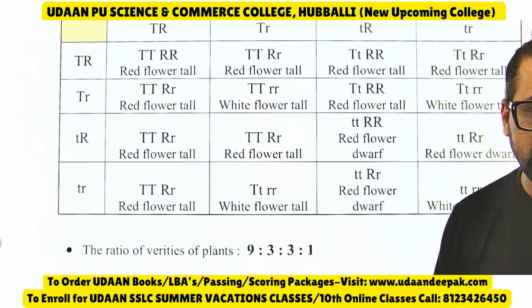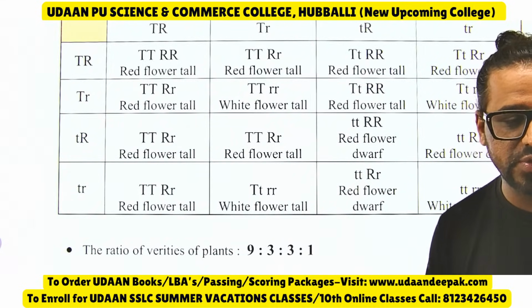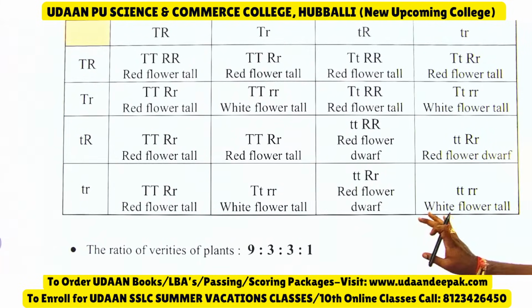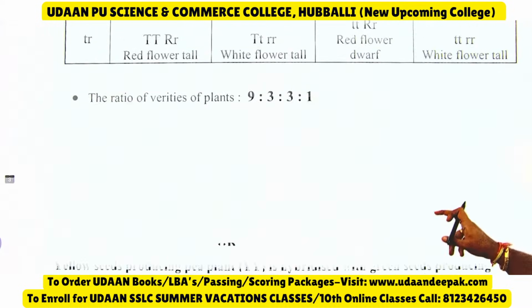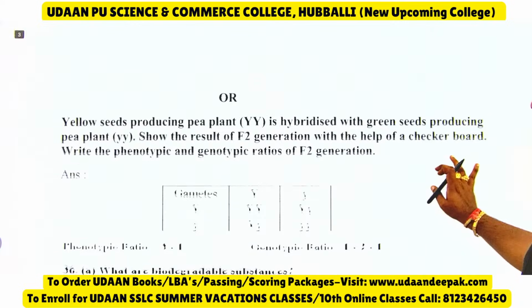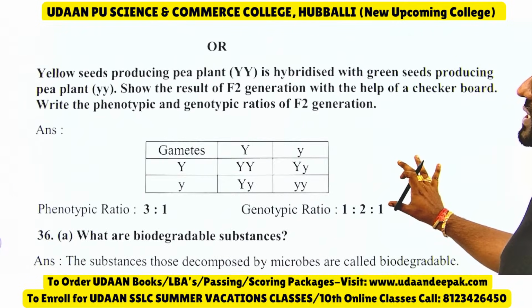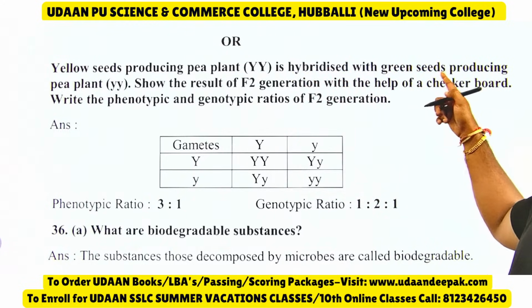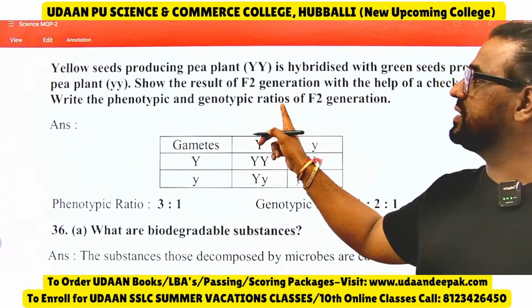Yes, Shivakumar has given the right answer, adenosine triphosphate. Srinidhi, yes, so this is how the F2 generation chart should be made. Or see, yellow seed producing plant, and this is a monohybrid cross. Yellow seed producing pea plant, capital Y, is hybridized with green seed producing pea plant, yellow with green.